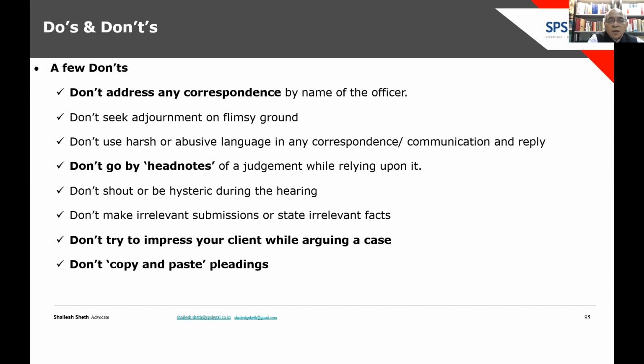And most important, one should never try to impress the client while arguing the case. We are arguing the case so that justice can be fetched for the client. We are not there to impress the client. And if one finds, and generally it happens in tribunals, that the tribunal or authority is already with you, there is no need to prolong the arguments unnecessarily just to impress the client. Or, in a lighter vein, just to justify the fees being paid by the client. Don't prolong the argument. And don't copy-paste pleadings.